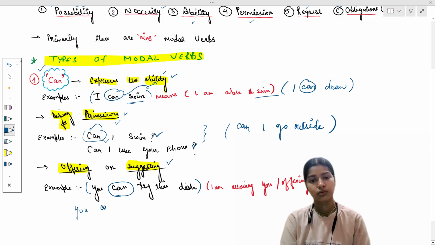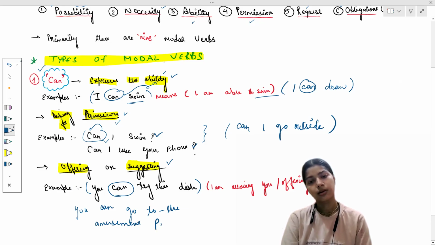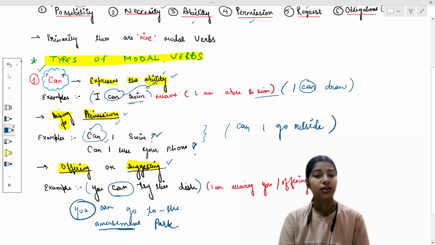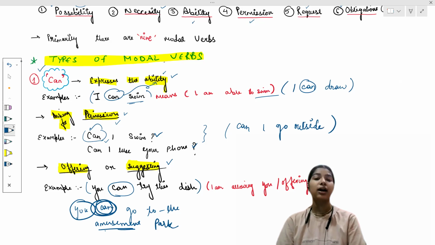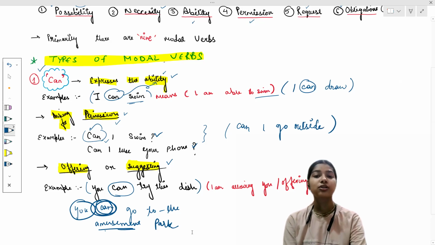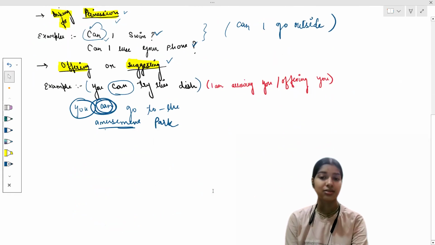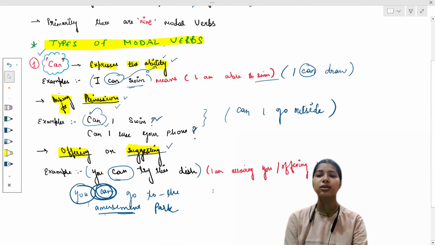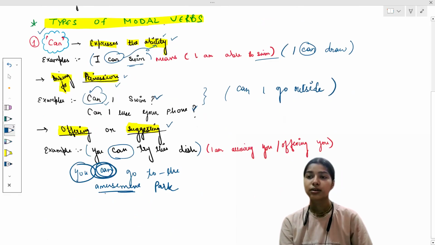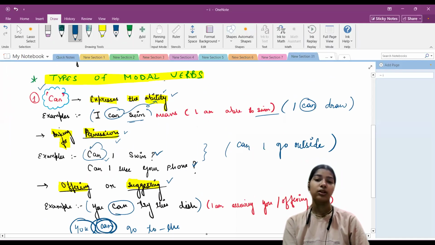You can go, let's say, you can go to the amusement park. Let's say here also I'm saying that yeah, it's good. You can. Here, the word can, you can go to the amusement park. It shows that I am suggesting you that yeah, you can go to the amusement park and then you can go there and you can enjoy this. I am allowing you to go there. I'm suggesting you to go there, right?